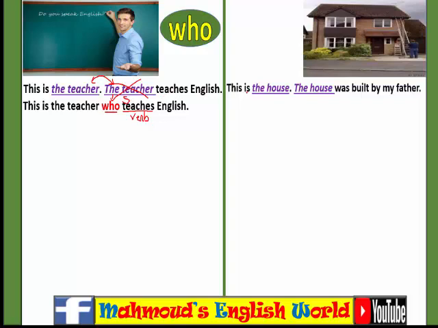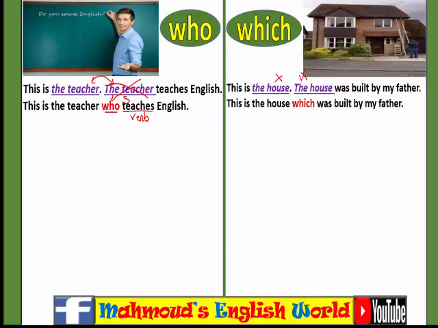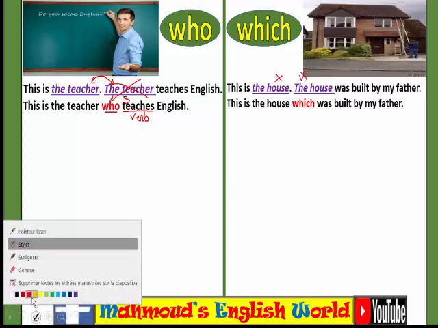Number 2, this is the house. The house was built by my father. Again, the house is repeated 2 times here and here. We can replace it by which. This is the house which was built by my father. Great. So now let's see more examples.